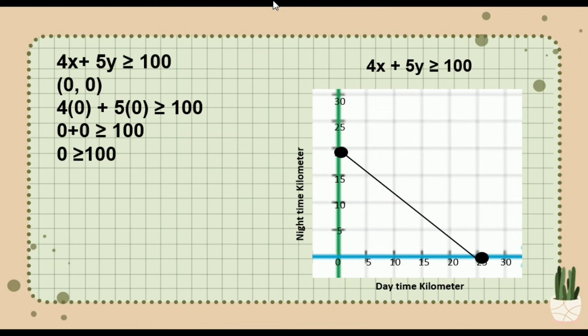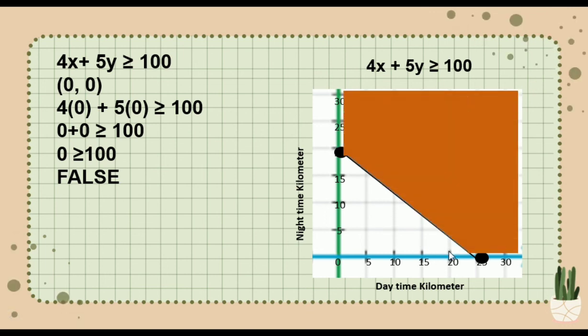0 greater than or equal to 100 is a false statement, and because it is a false statement, then we are not going to shade the side which contains our test point, the (0, 0). The (0, 0) is located right here, so we are not going to shade this side. We are going to shade the other side of the boundary, which is right here. Thus, this shaded region consists of the points whose coordinates satisfy the inequality, or in short, all the points right here are part of the solution set of the linear inequality 4x plus 5y greater than or equal to 100.